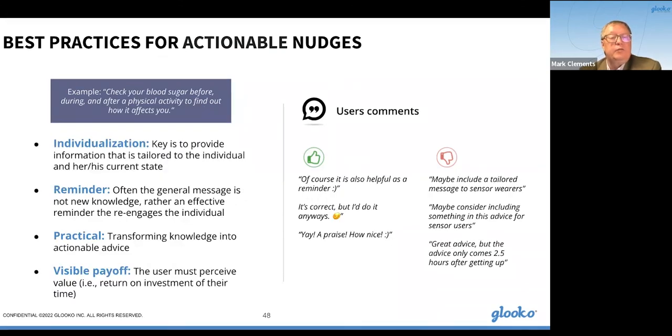Next, one wants to individualize, tailor to the individual. One should recognize that no matter the strategy, one function of all these messaging strategies is to draw the user's attention back to their disease self-management. So there's a reminder function.